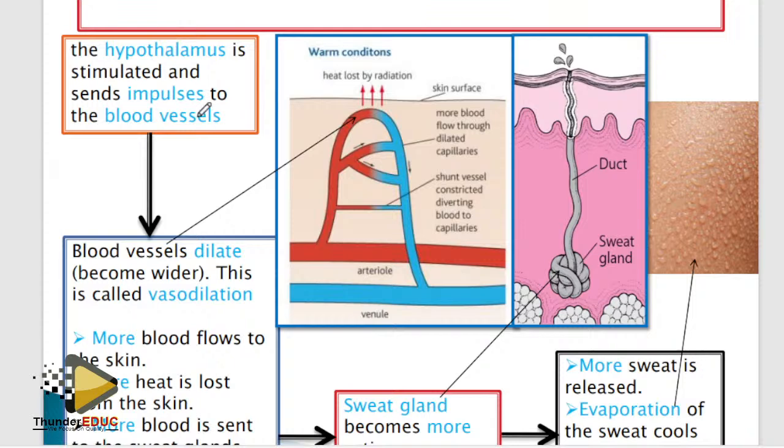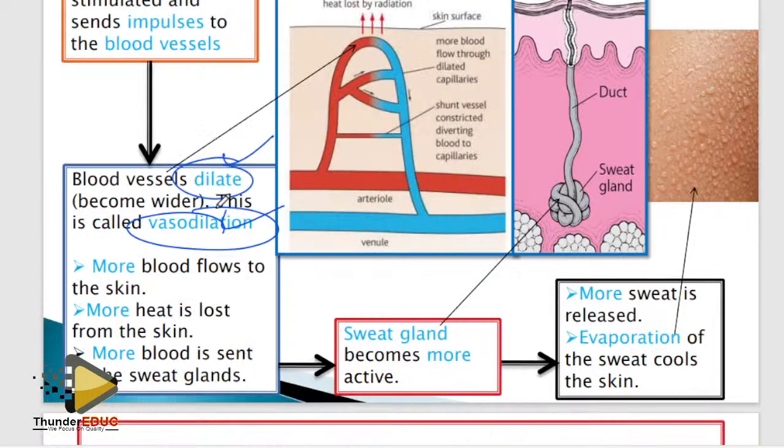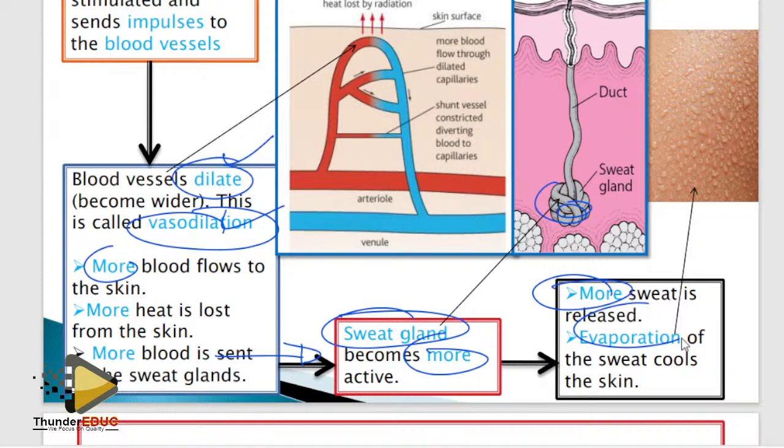The hypothalamus is stimulated and sends impulses to the blood vessels. The blood vessels become dilated. It is a mark, and this is called vasodilation. It's also another mark, please don't skip it. Once it becomes dilated, more blood will flow to the skin and more heat is lost. But it doesn't stop there. More blood is sent to the sweat gland, the sweat gland becomes more active, more sweat is produced, and then evaporation leads to the cooling of the body. If they ask you about a cold day, it's the reverse.